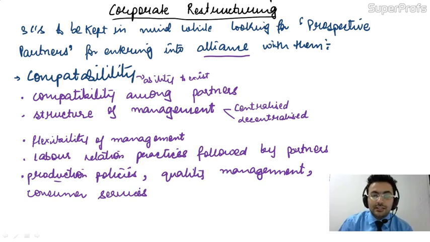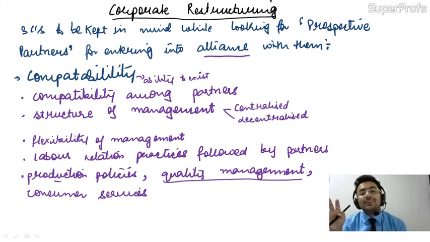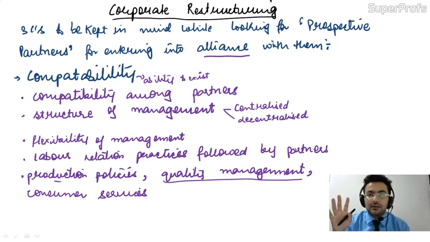So what is quality management? Quality management refers to how a company verifies the quality of its products. Let us suppose there is a company that never verifies the quality, and there is a company which has very strict quality management, that we should give our customers the very best quality. So these things need to be checked, whether both of them are matching or not. Apart from that, consumer services.